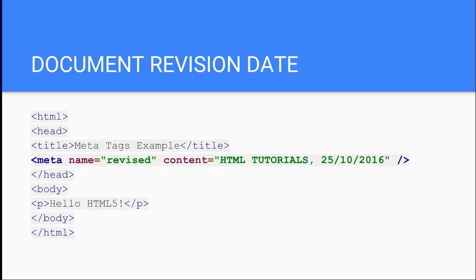You can also provide some information from the meta tags, such as the document revision date. So here the name is revised and the content is HTML tutorial, and it's 25/10/2006. I'm just putting the current date here. So this is some kind of information that we provide through meta tags in an HTML file.